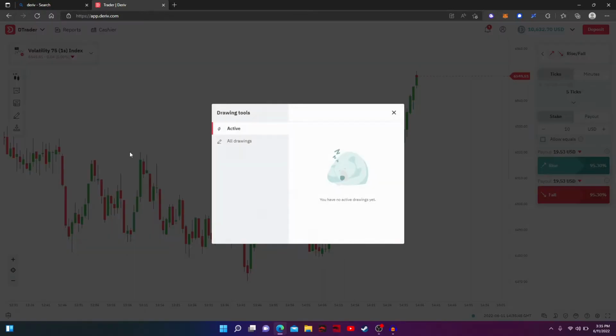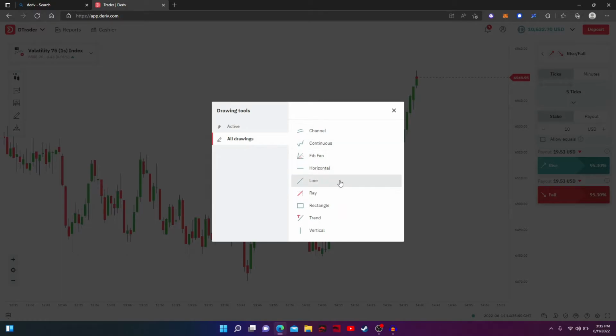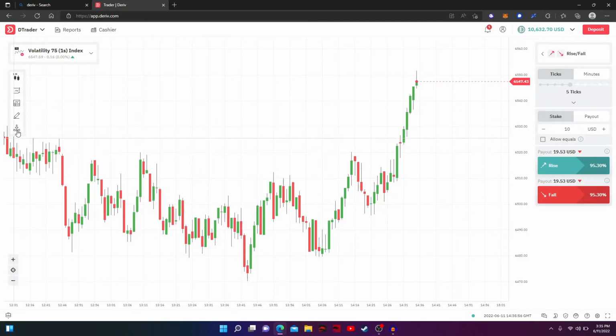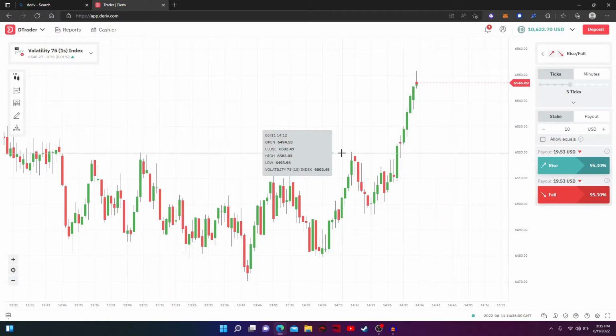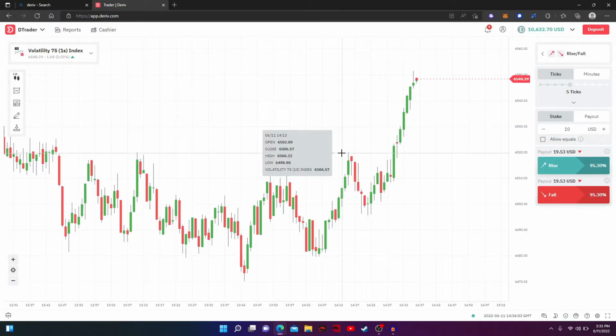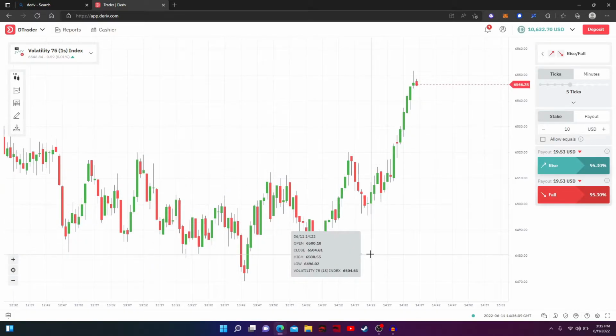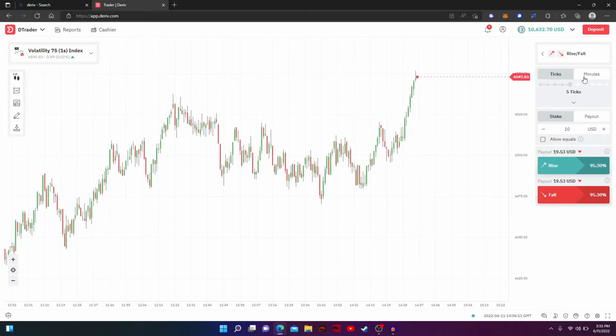So these are the drawing tools. You can use them to analyze the market, to check out the charts, all that good stuff. The last one is if you want to download your charts. If you have already made an analysis on the chart and you want to download it, you can just download the chart right here on your computer or on your phone. Anywhere you want to download that, just download that.